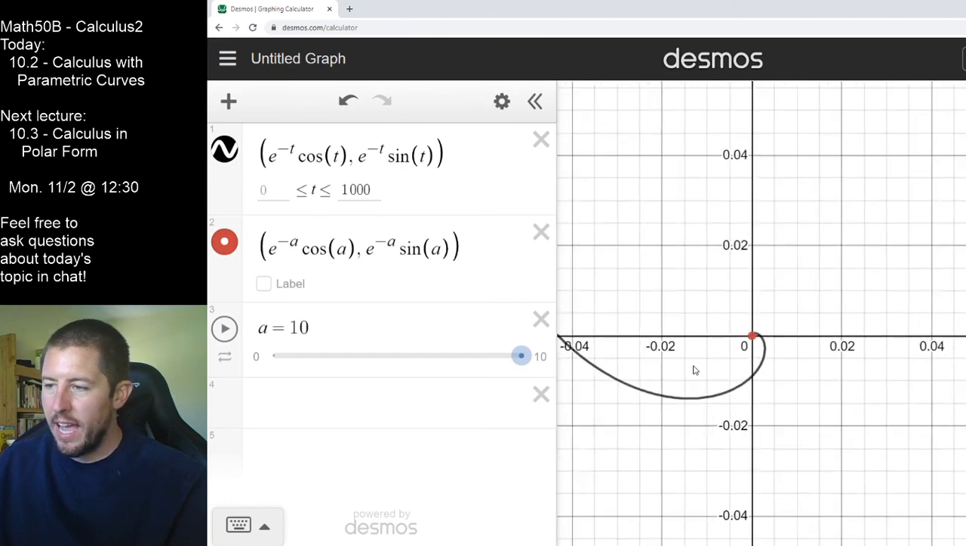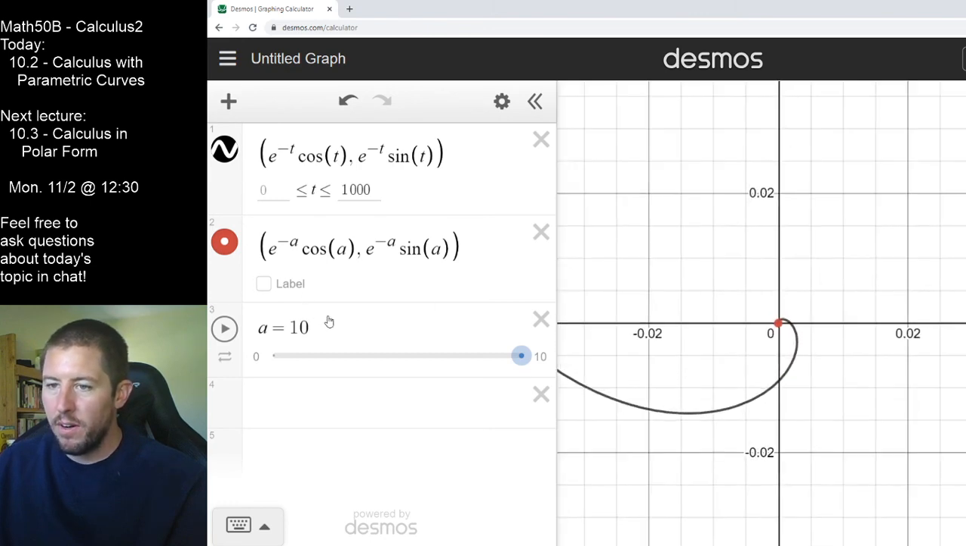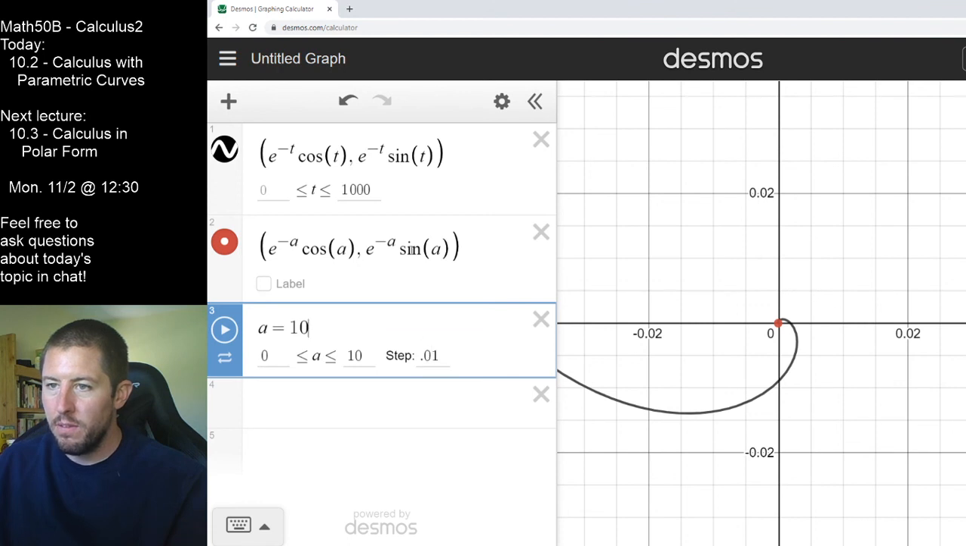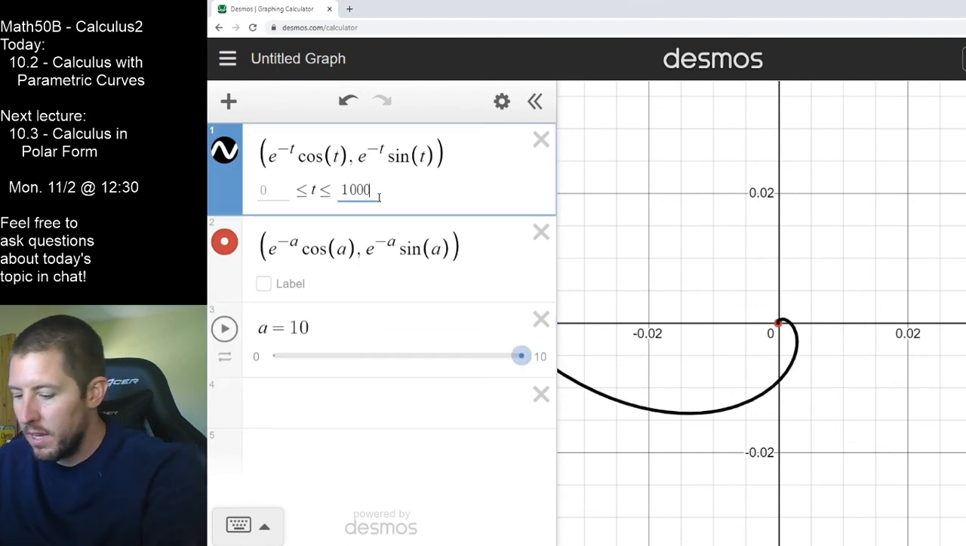But you should notice again that if I zoom in far enough, or I guess I got to make this go further here. I can make this go further, and I can make this go further.